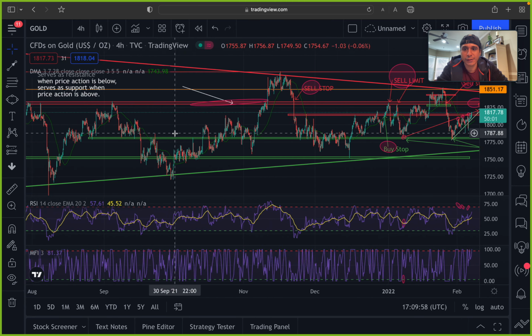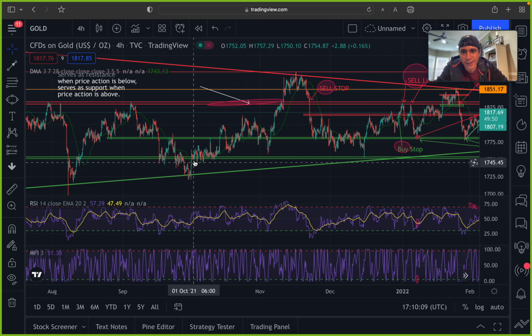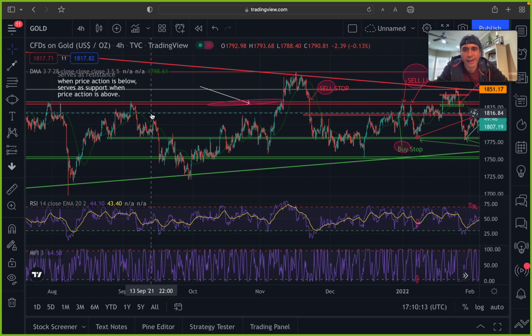For example, right here, this green rectangle has acted as an area of support in the past, right? But then it's also acted as an area of resistance. You can see sell off, buy off over here, right? And below that area now, right? So right now we're below that area.